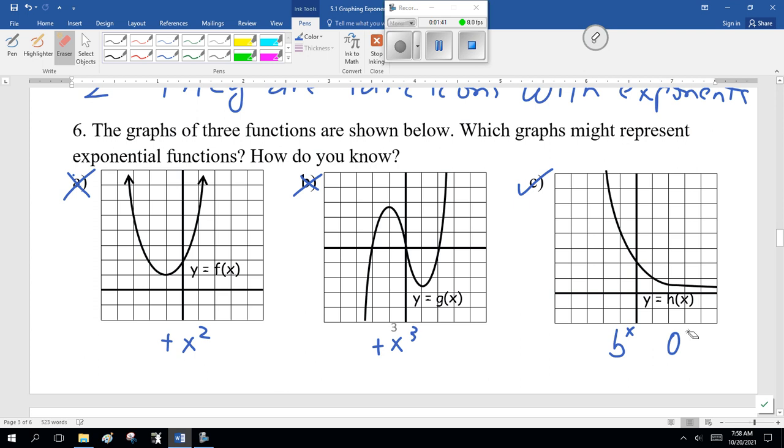All right, don't erase. Computers. Stop that. But it'd be less than 1. Definitely an exponential. And it's because it is decreasing. I should write that out.